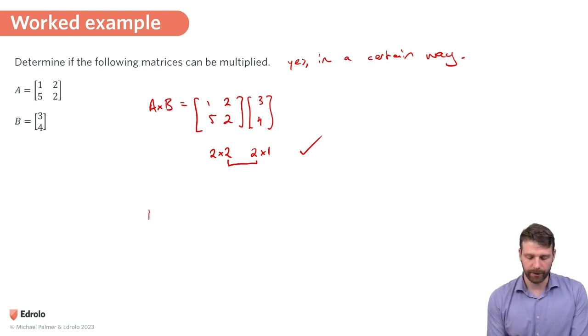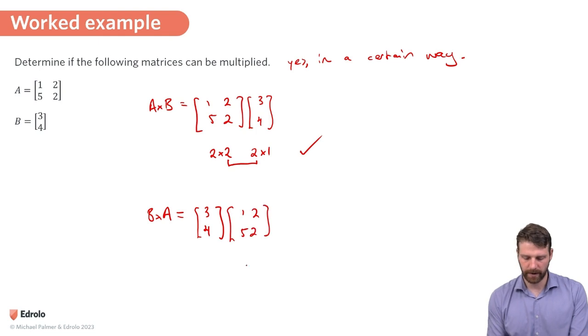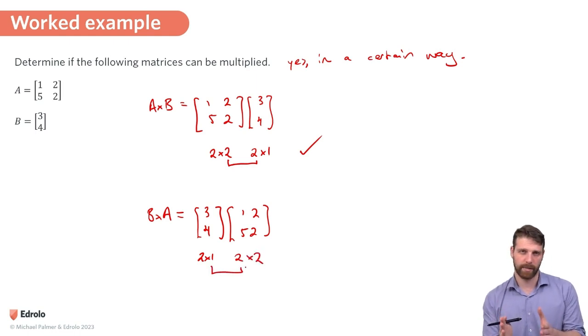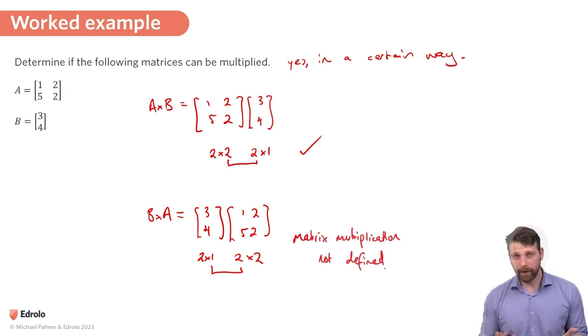However, we can't do B times A. This would look like 3, 4 times 1, 2, 5, 2. And here if we write the orders underneath, we get a 2 by 1 and a 2 by 2. Because the inside numbers don't match, matrix multiplication is not defined for B times A. Here we see an immediate difference between matrix multiplication and regular multiplication that you're used to.